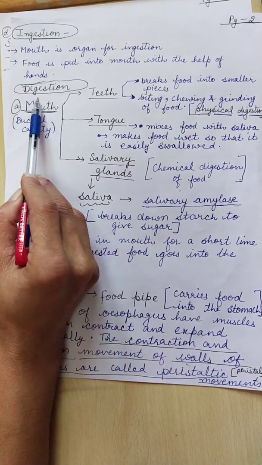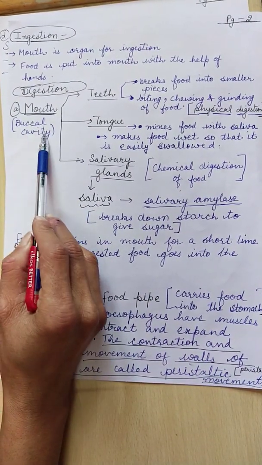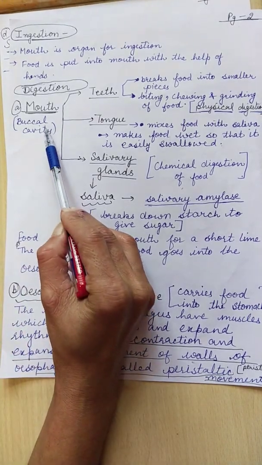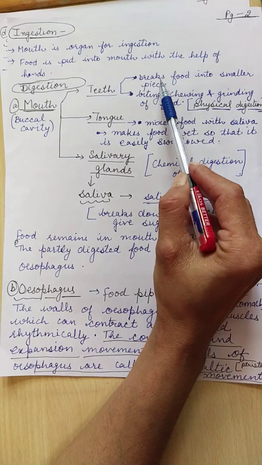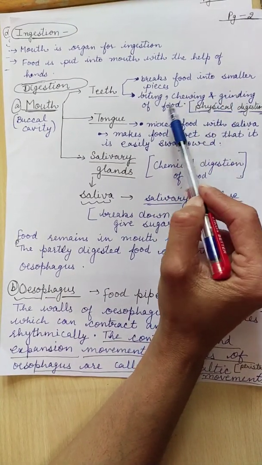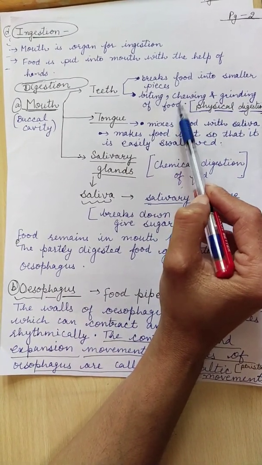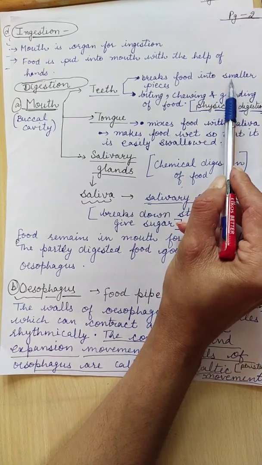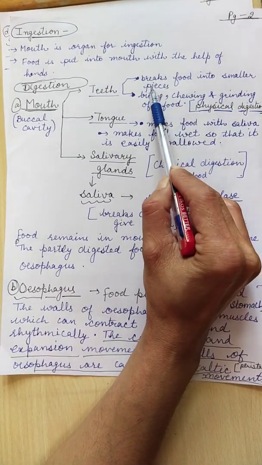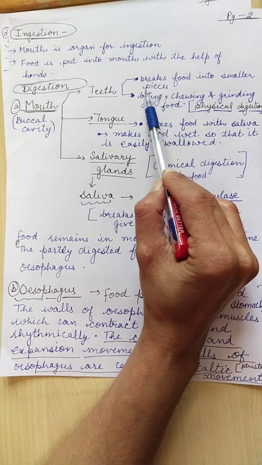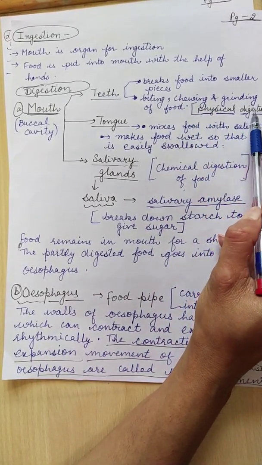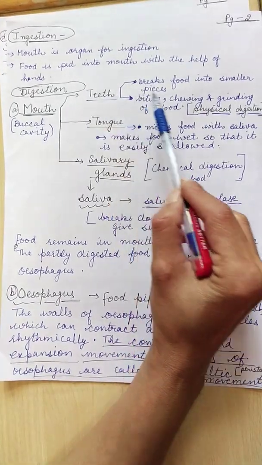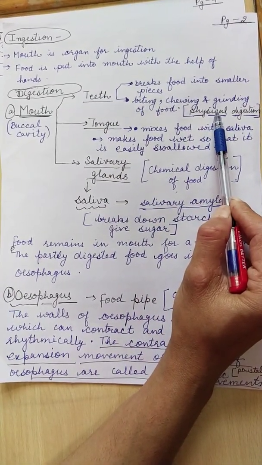The cavity of the mouth is also known as buccal cavity. In the buccal cavity we have teeth. Now what is the function of the teeth? Biting, chewing and grinding of food means large chunks of food which we eat are broken down into smaller pieces. This is also called physical digestion of the food. So teeth help in the physical digestion of the food.